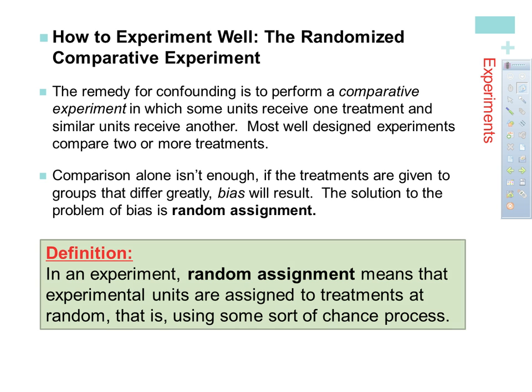Each subject needs to be randomly assigned. So in an experiment, instead of talking about a simple random sample, we're not going to sample from the population. We're going to randomly assign, so that our experimental units are assigned to treatments at random using some sort of chance process. And all of our subjects need to be assigned that way.